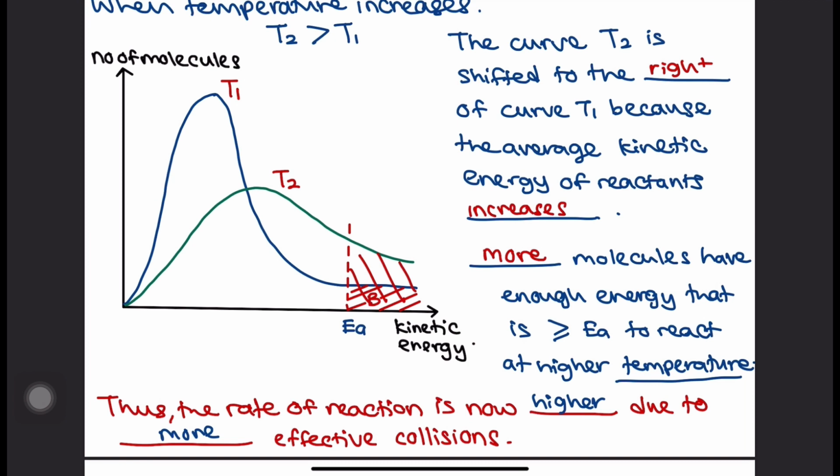So as a conclusion, if you are required to comment on these two graphs, you can say that when temperature increases, the average kinetic energy of molecules also increases. Therefore, more molecules now have enough energy, that is greater than activation energy, to react at higher temperature. Thus, more effective collisions occur and the rate of reaction is higher at higher temperature.